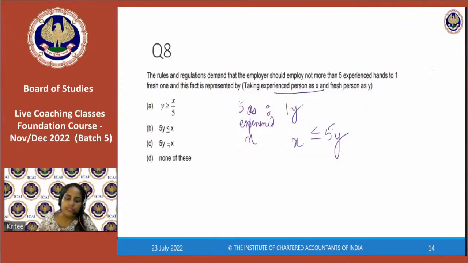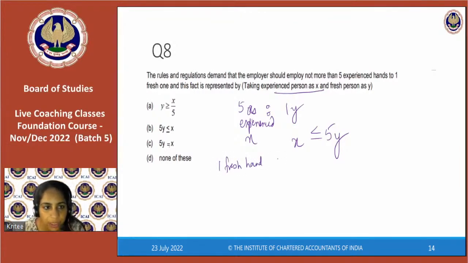Okay, Lisa wants to understand this again. The rules and regulations demand that the employer should employ not more than 5 experienced hands to one fresh one. So if there is one fresh hand, try to understand this. For every one fresh hand, there should be at most 5 experienced hands. As against one fresh hand, there must be at most 5 experienced hands.